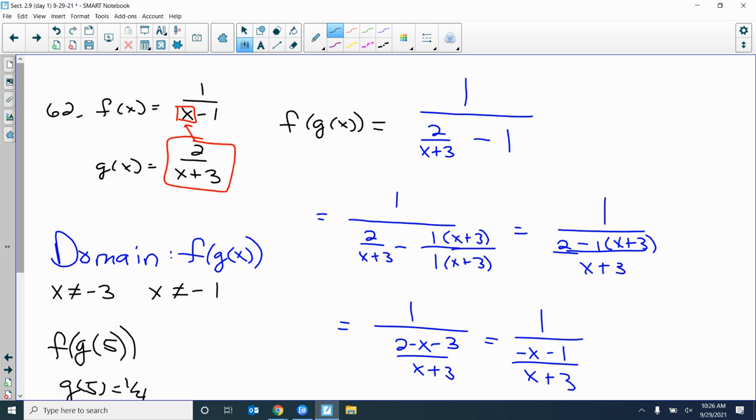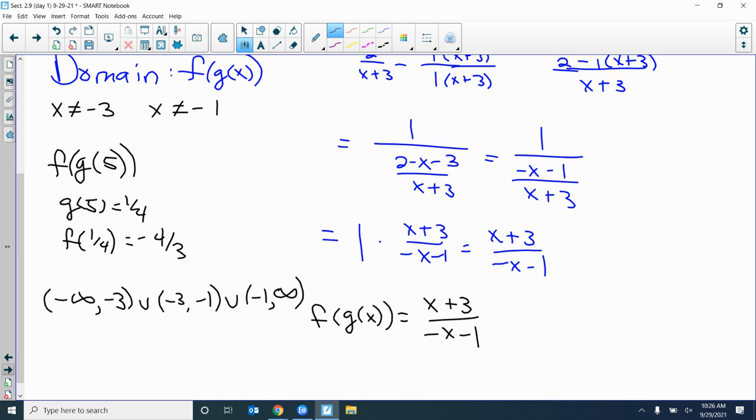But when you plug in negative 1, what happens? Negative 1 plus 3 is 2. 2 divided by 2 is 1. And then when you plug that in, that's where it gets undefined. So you got to throw those 2 out. So that should be our domain. All right, 82.